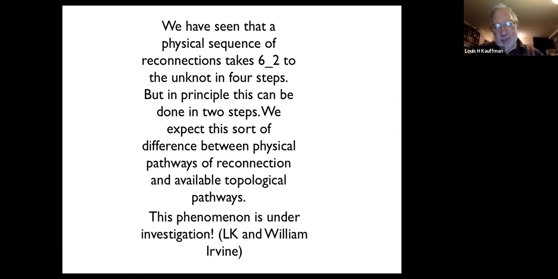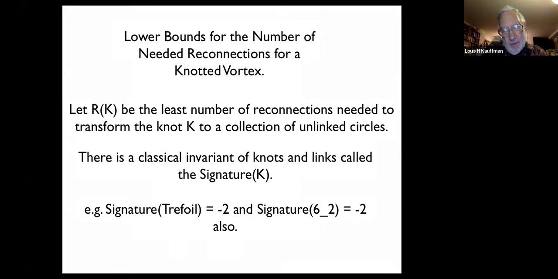But we want some lower bounds for the number of needed reconnections for a knotted vortex. So I'm going to let R of K be the least number of reconnections needed to transform a knot to a collection of unknotted circles. And you can get some lower bounds easily with the classical signature of a knot. I'll explain in a moment. But the signature of the trefoil is -2, and the signature of 6-2 is -2. Those absolute values mean something in this regard of having two reconnections needed.